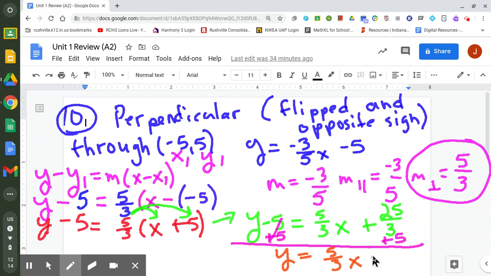5/3 x. And then I'm going to get into my calculator and do 25/3 plus 5. And as a fraction, that is 40/3. And that is my new equation.